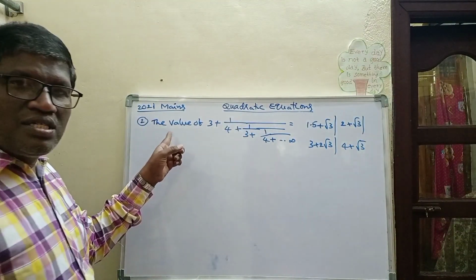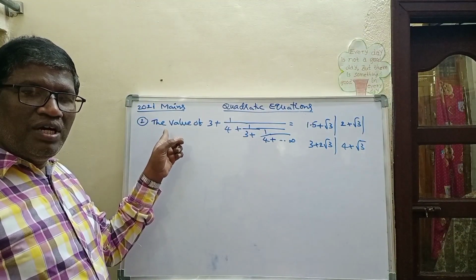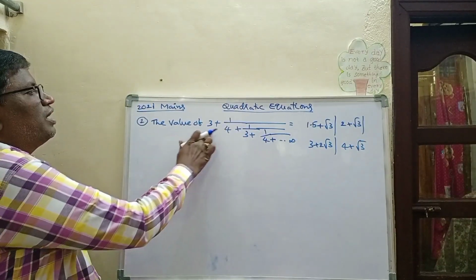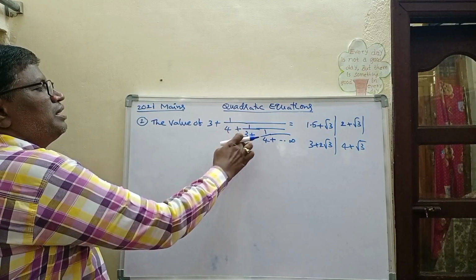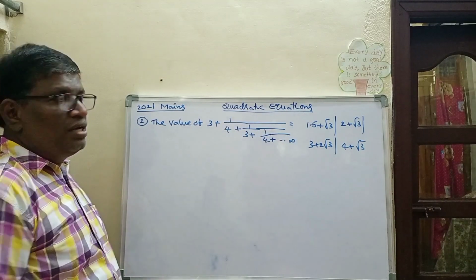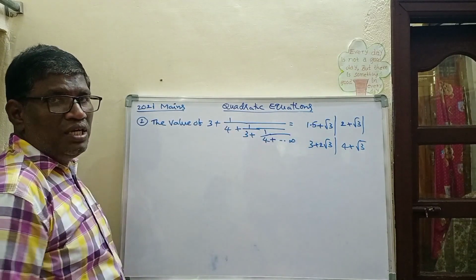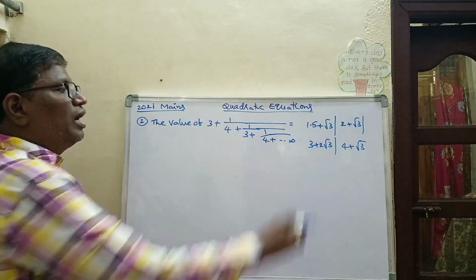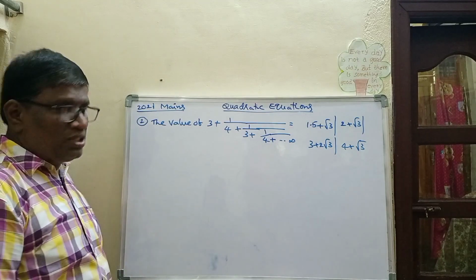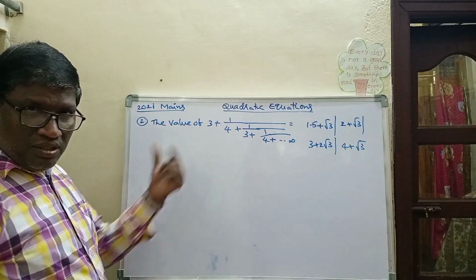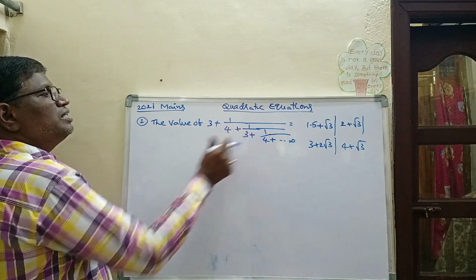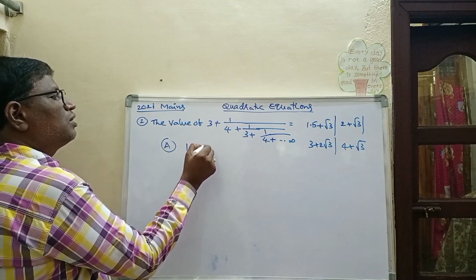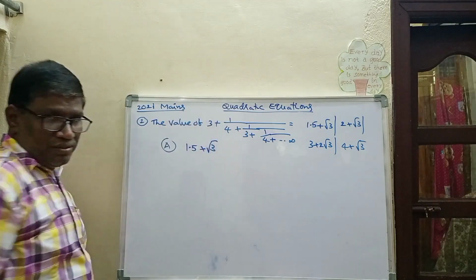So this question is asked in previous 2021, just similar to the above question. The question is the value of 3 plus 1 by 4 plus 1 by 3 plus 1 by 4 plus so on infinity. Options are 1.5 plus root 3, second option is 2 plus root 3, third option is 3 plus 2 root 3, and finally fourth option is 4 plus root 3. So solve it, do it as homework. For this question, the answer is 1.5 plus root 3. So take it as homework.